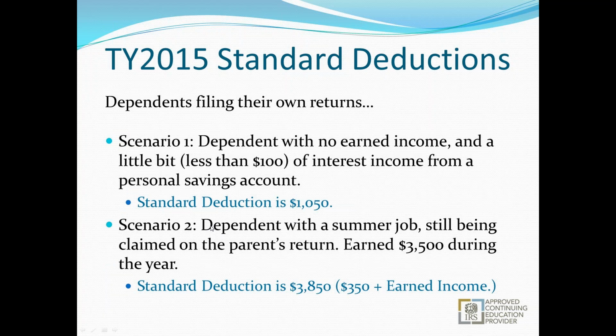Scenario number two, we have a dependent with a summer job. Maybe he's 15, 16 years old, delivers pizzas. He's still being claimed on the parent's return. He earned $3,500 during the year. You're looking at a standard deduction for him of $3,850, which is that earned income plus $350. This number is larger than the $1,050 that was mentioned in the prior slide, so he's going to take the larger of the two. Now, if he earned $7,000 instead of $3,500, then his would just be capped at $6,300. And once again, the software would pretty much take care of it.